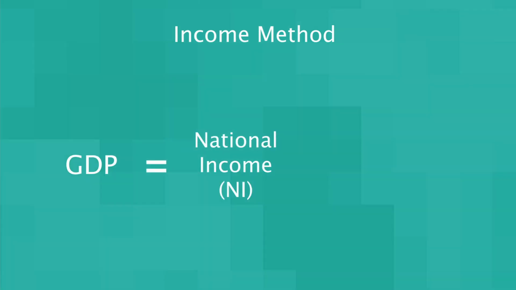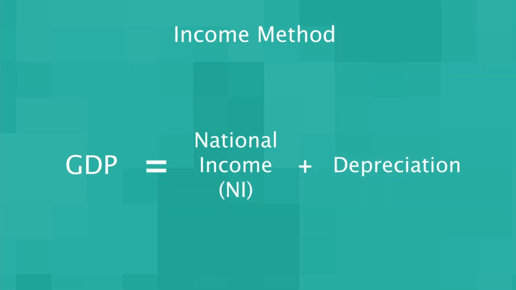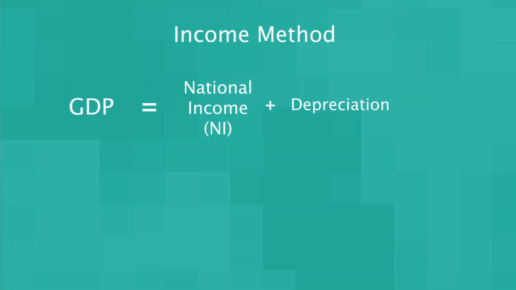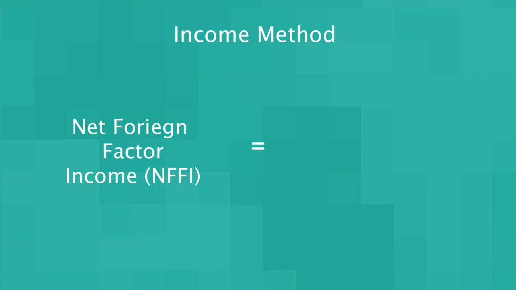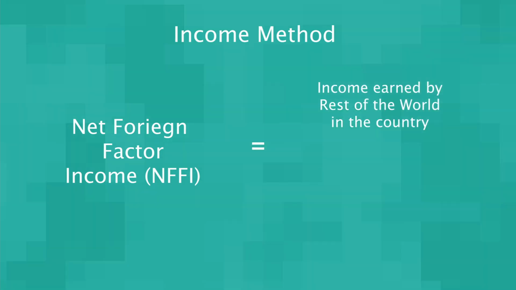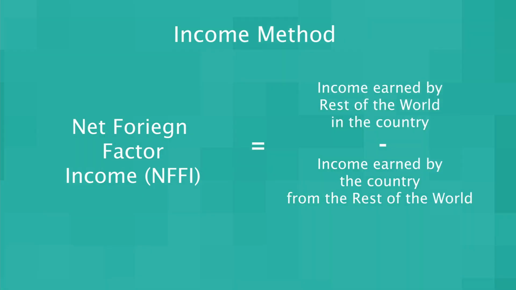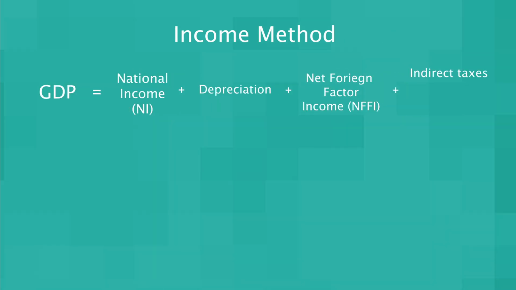To get a gross value, we need to add the depreciation, that is, the value a capital loses in time. We also have to add the net foreign factor income. The net foreign factor income is the income earned by the rest of the world within the country minus the income earned by the country in the rest of the world. To this we add the indirect taxes earned by the government minus the subsidies the government provides to subsidize various goods and services for its citizens.